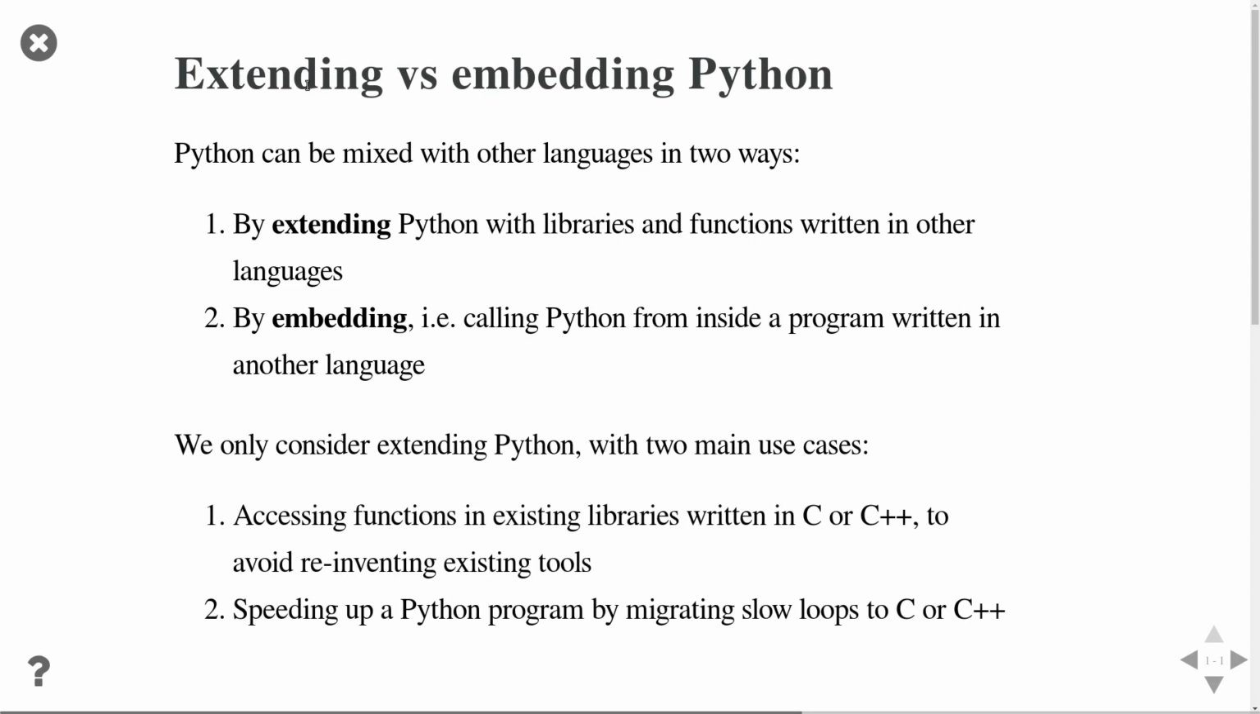So in this course, I will only talk about extending Python. Okay, so we're not going to talk about embedding. And so there are two main use cases that we will cover. The first one is that we would like to access functions that already exist or that have been implemented in other C and C++ functions. So we don't want to reinvent existing tools. And the second one is that we want to speed up our Python program by migrating slow loops to C and C++. Right? This would be the previous slides demonstrate an example of this.